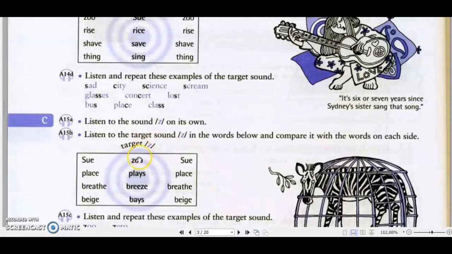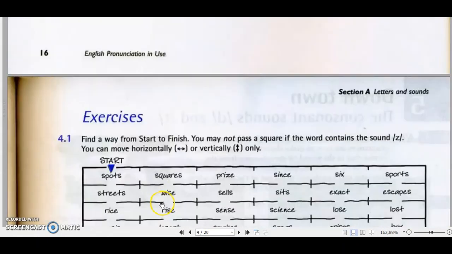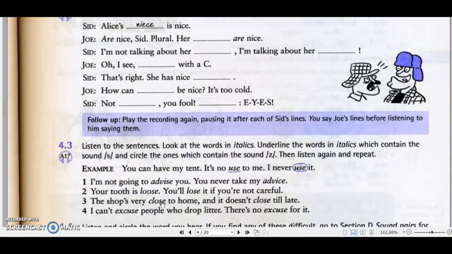Then you have the Z, okay? Zoo, zoo, zoo. Place, place. Breathe, breathe, breathe. Days. Zoo, zero, lazy, easy. Season, theory, and do this activity, okay?